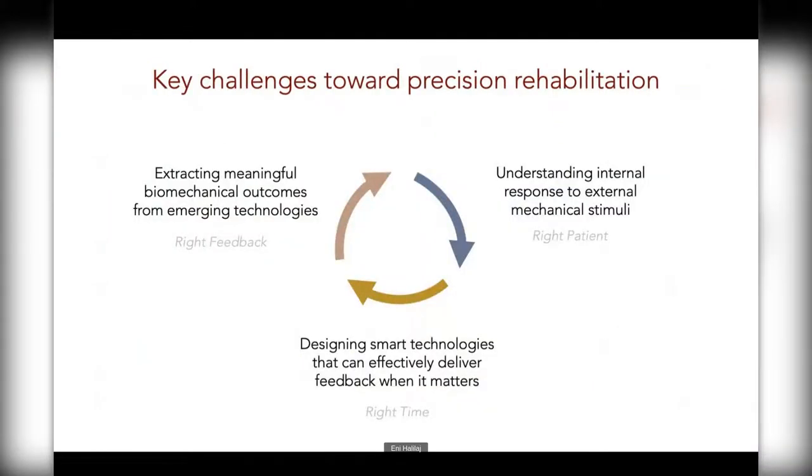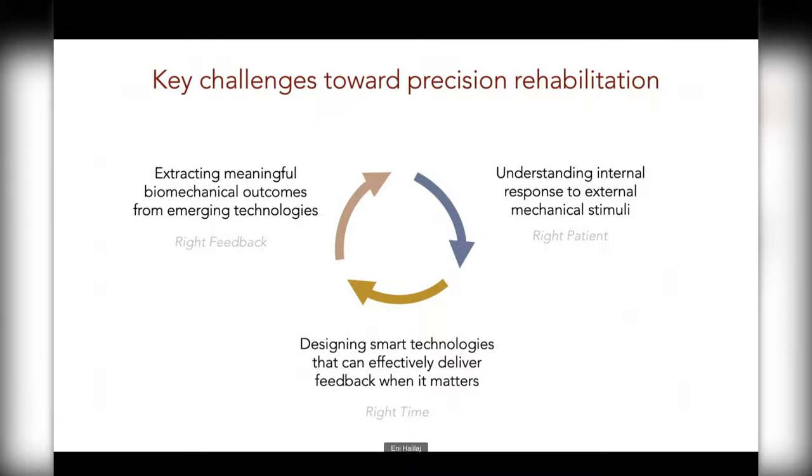So here are what I consider three major scientific challenges toward precision rehab from a biomechanics perspective. The first one is that we need to better understand what biomechanical outcomes we can assess in natural environments. We are trained to interpret patient decline or recovery in terms of ranges of motion, joint angles, moments, loads, which we can measure in the lab, but not always with wearable sensors, at least not to an extent that is acceptable for many clinical applications.